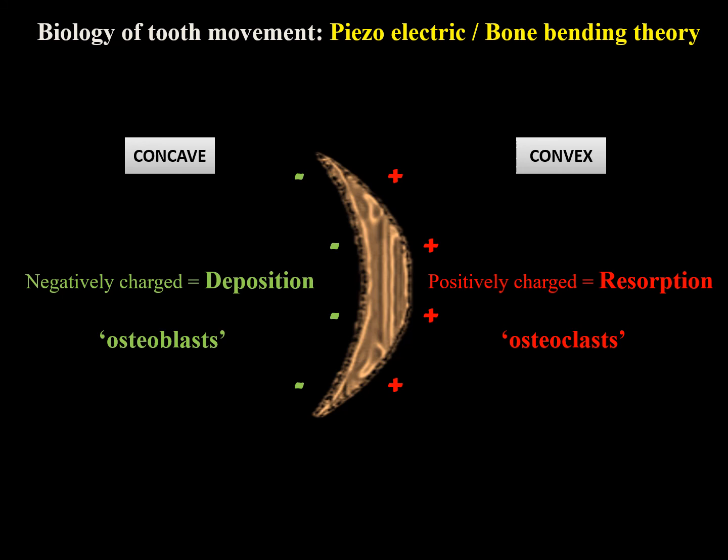The positive and the negative charge have different influences on the surface of the bone. If it's a positively charged surface, there is resorption due to osteoclastic activity. And if it's a negatively charged surface, there is deposition of bone through the action of osteoblasts. It also has an effect on the way the surfaces handle this. Concave surfaces will be negatively charged, convex surfaces will be positively charged.